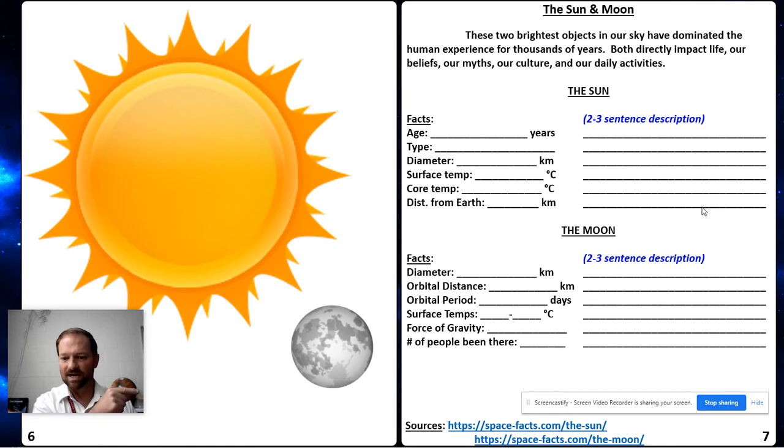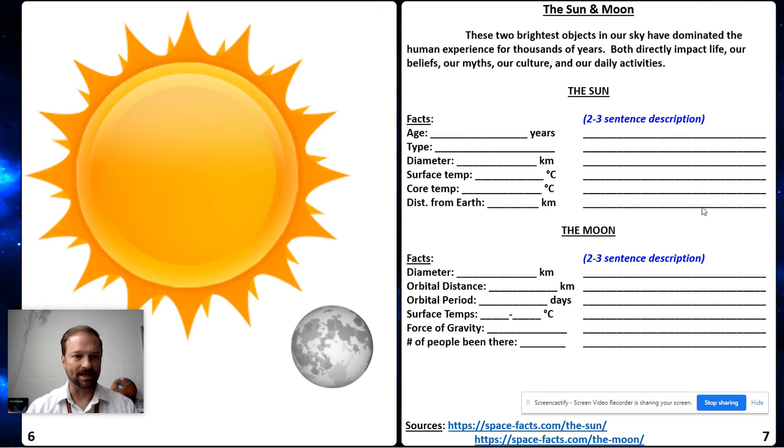Over there on the other side, look at the bottom of page 7. Okay. At the bottom of page 7, sources, spacefacts.com/the sun, spacefacts.com/the moon. These sources you see in this video, may I suggest those are excellent sources for answering all the things that are up there above where it says the sun and the moon, and you have to quote them down below where you give credit where it's due.